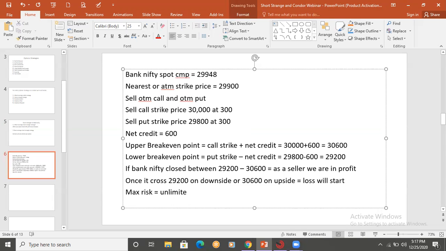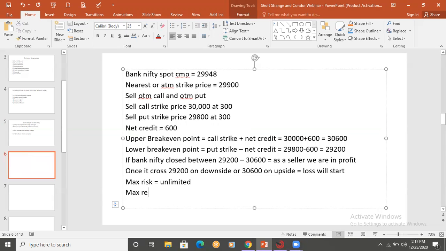Maximum reward will be the net credit. So in this example, you can see how much the net credit is, guys. Net credit is 600 points. So this can be our maximum reward. With lot size 25, you can calculate it: 600 into 25, your maximum reward can be 15,000. So as a seller, I cannot earn more than 15,000 from this strategy.